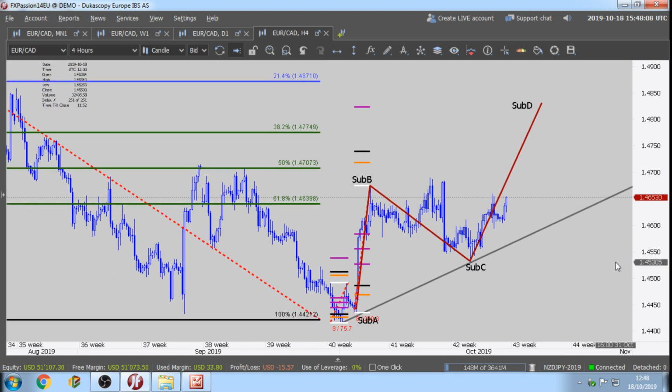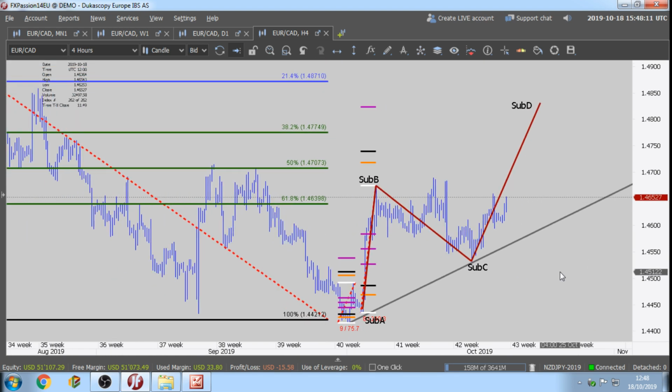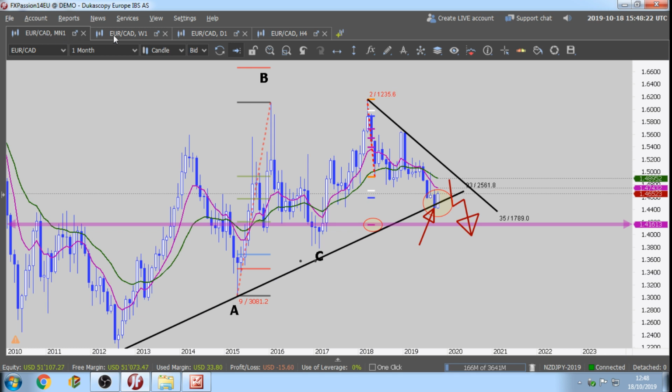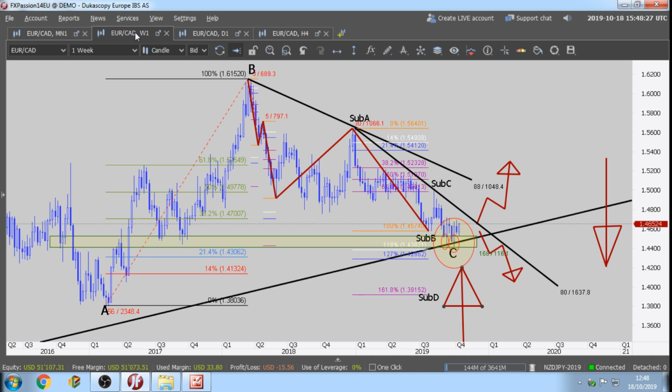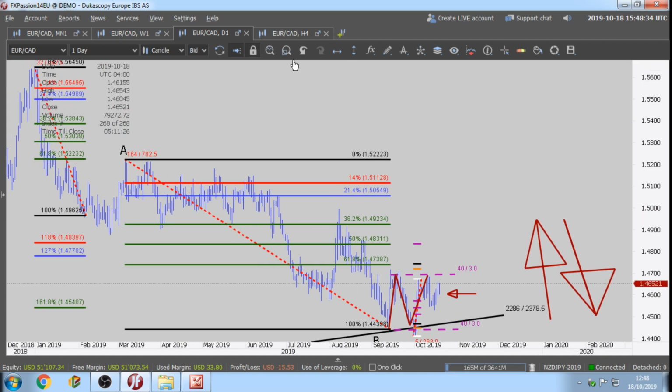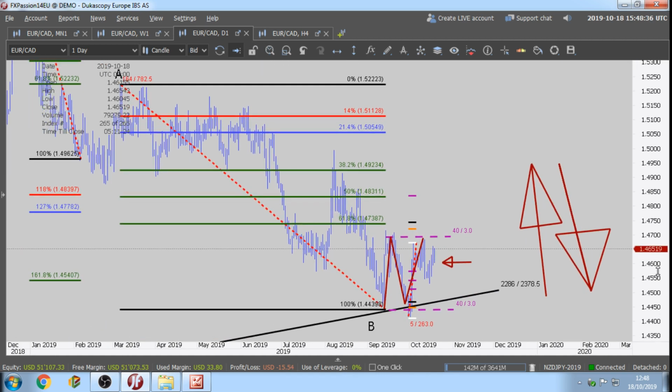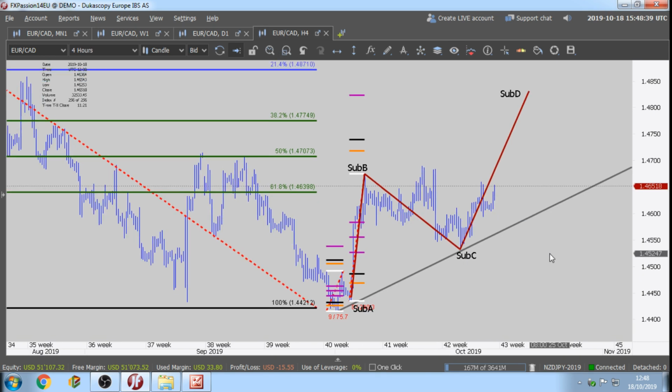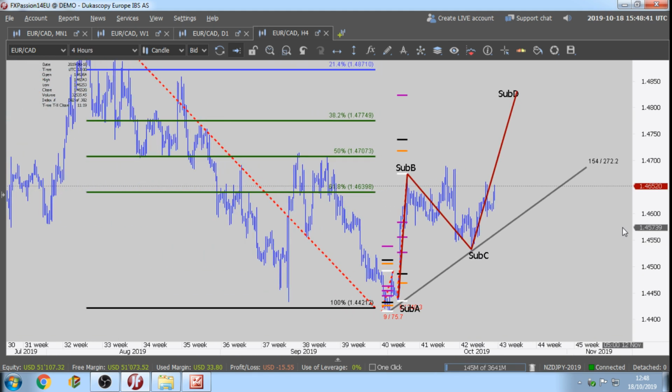Now, what is riskier, everybody? What is riskier? Now you have the 4 time frames, you have the multiple time frames trading charts, right? You have the monthly chart and the price movement and the Fibonacci. You have the weekly chart, the price movement and the Fibonacci. You have the daily chart, the price movement and the Fibonacci. And you have the 4-hour chart, right?